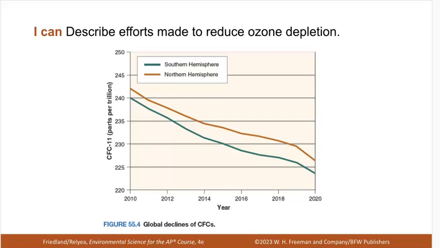Okay, so here are our global declines of CFCs in both hemispheres. So again, this is a success story. It's considered the biggest environmental success story on our planet. All right, that's it for 9.1 and 9.2.